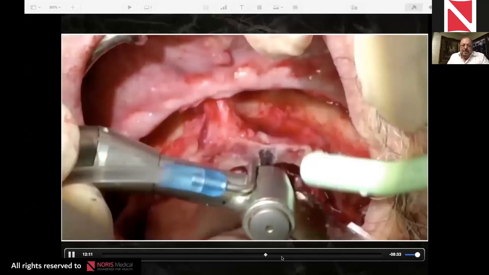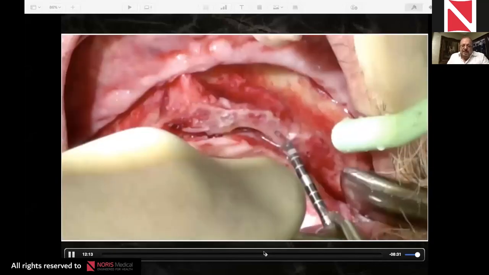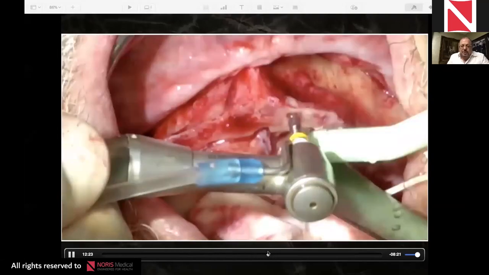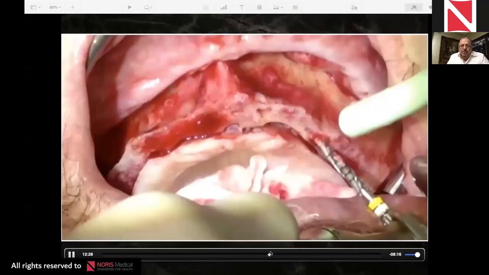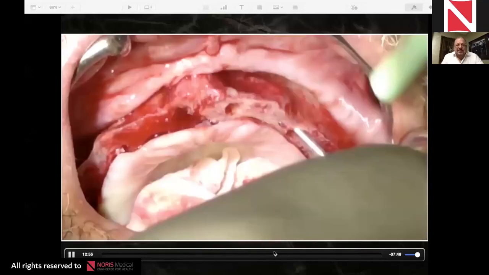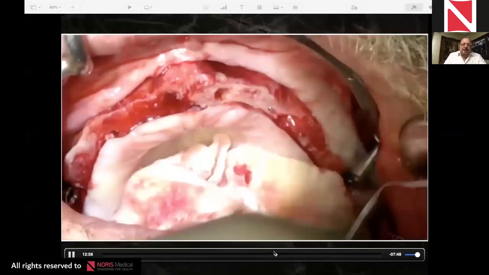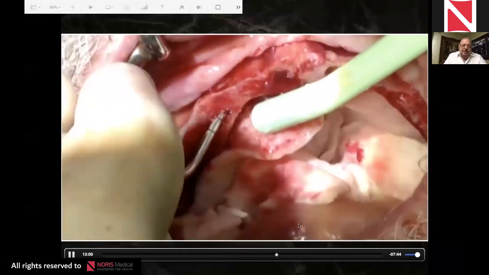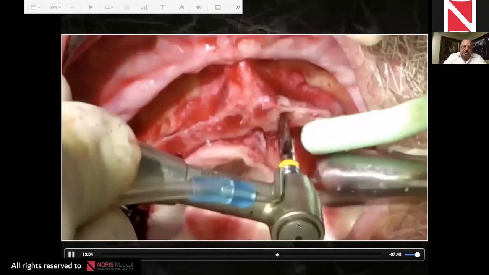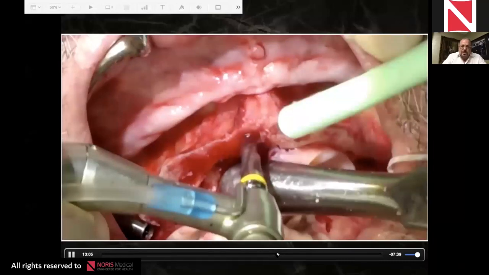And this, in my opinion, is pretty much a diagrammatic case for a situation like this on what to use. I'm going to go through the drilling again a little quicker. I think these are 4x2x16s in the canine region. Okay, I'm going up to see if I'm engaging the lateral piriform plate of the nose. Let's go a little quicker through here.